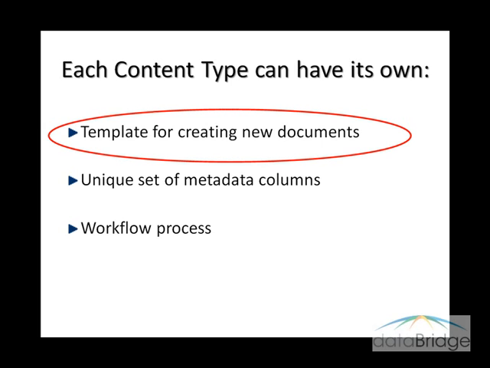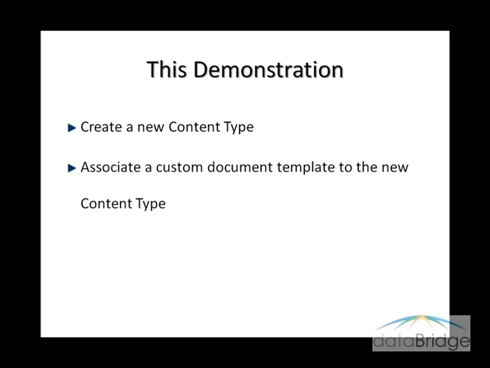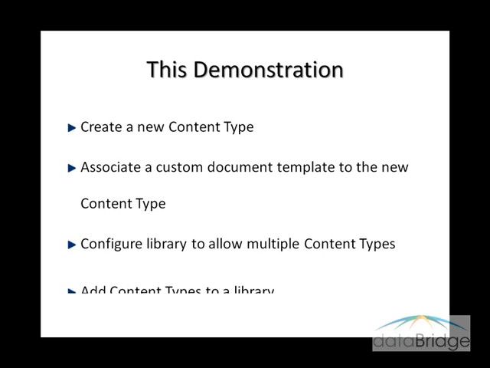In this tutorial, we will take a look at using content types to provide custom templates in a document library. To accomplish this, I will walk through the following steps. Create a new content type, associate a custom template to the new content type, configure a library to allow multiple content types, then add the new content type to a library. Let's get started.